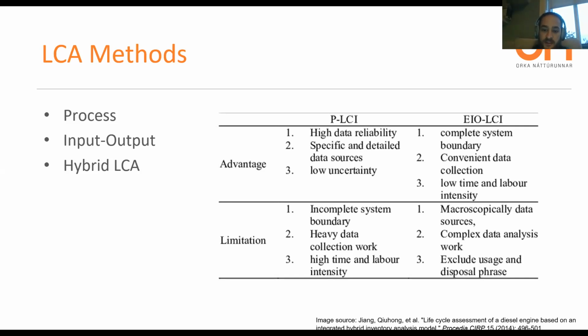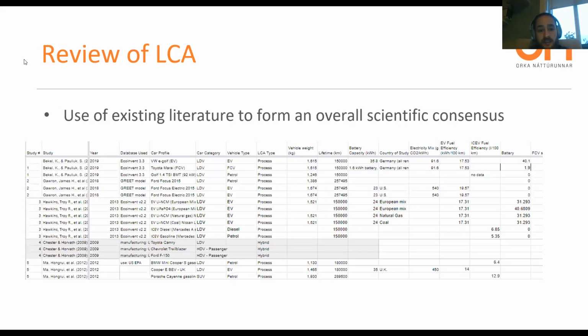What a hybrid does is try to combine these, where you'll maybe do a process LCA for some of what you're working with, and then connect an input-output LCA on top of it. And then you can also review LCAs, and this is what I did in my studies. You want to use existing literature to form an overall consensus from all the research. And then you can do a meta-analysis, which is an analysis taking all this, or reviewing maybe how the methodologies differed.